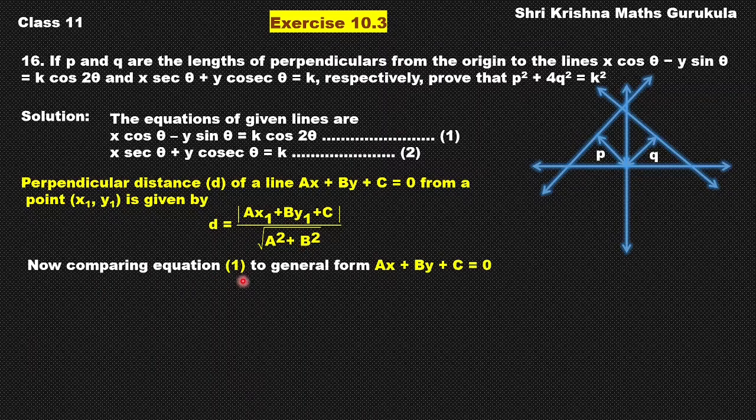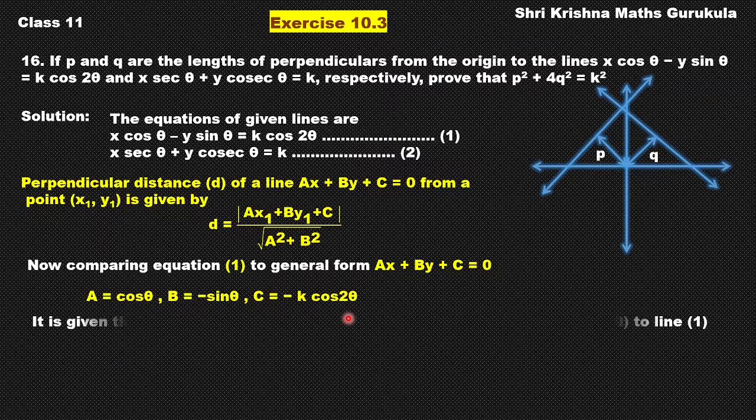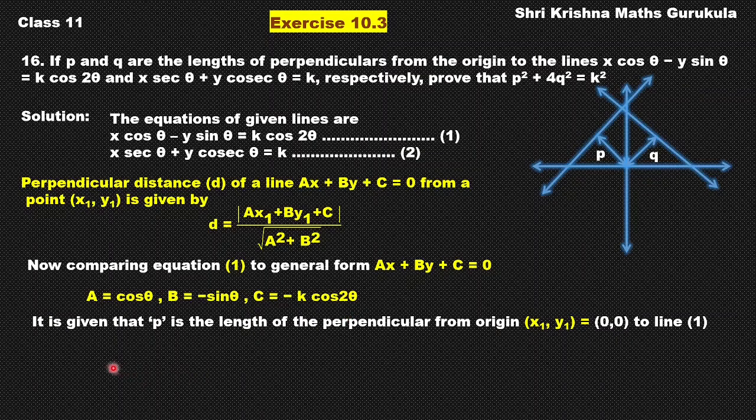Now comparing equation 1 to the general form. First we are considering equation 1 and comparing it to the general form to know the values of a, b and c. On comparing, a is cos theta and b is minus sin theta. Then c will be minus k cos 2 theta. Now what is that point? It is 0, 0. So let us write it.